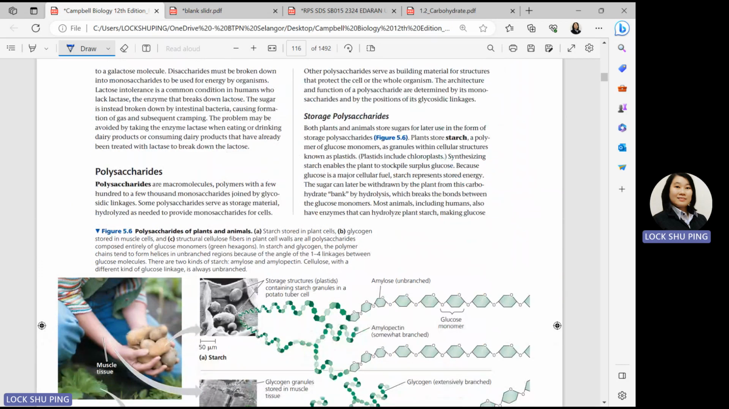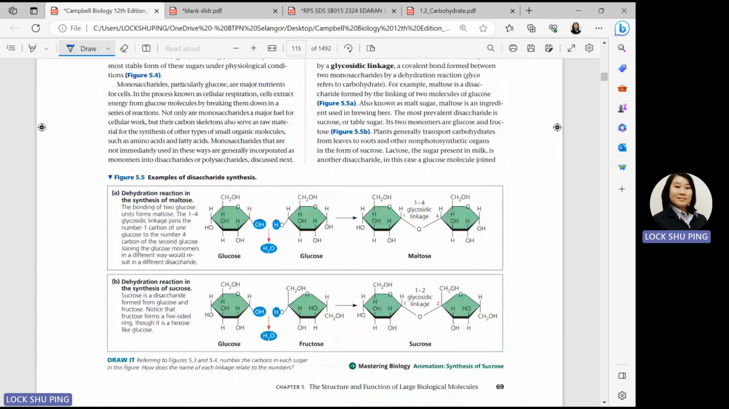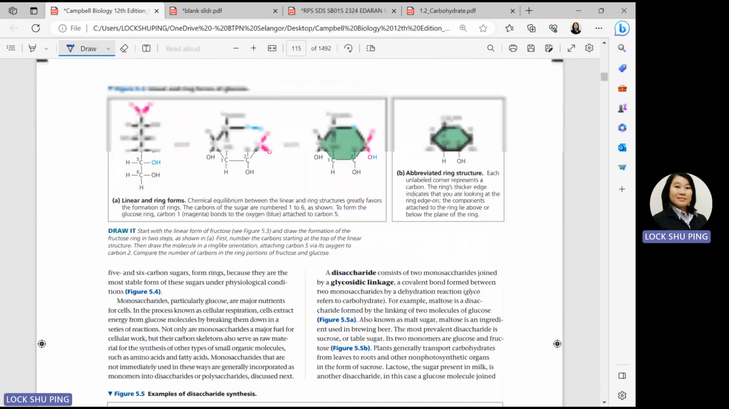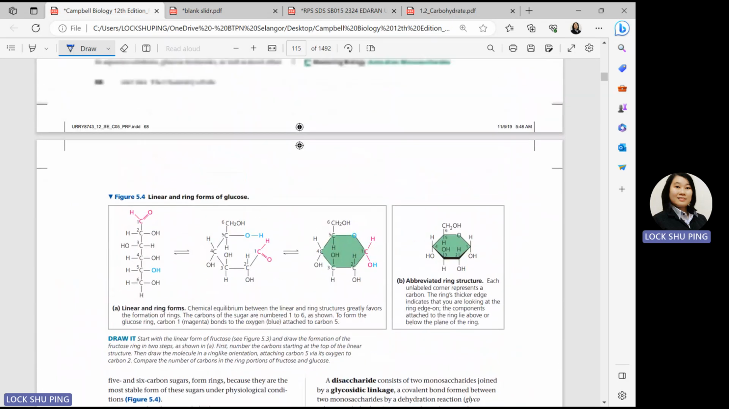So your first video, we will end here with the structures of glucose, how to draw the glucose. You're supposed to know how to draw the glucose already, and you're also supposed to know how to change a glucose molecule into a galactose molecule. And that's it for video 1.